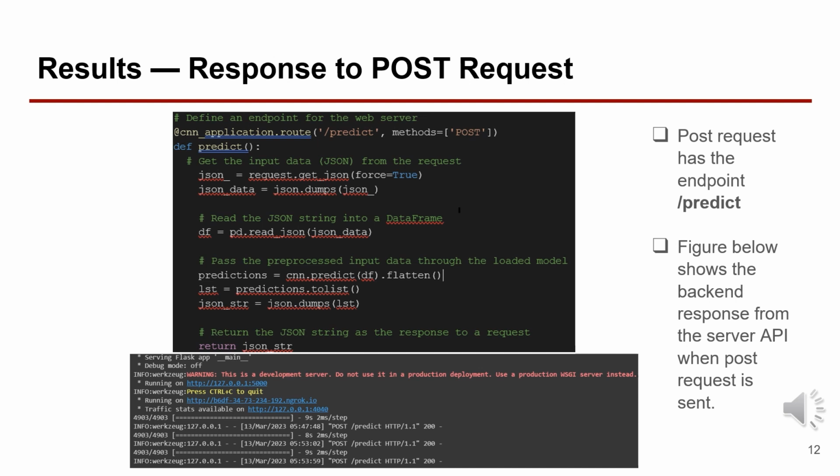The figure below shows the response that the server is making. It shows that the server is working. It is working on the ngrok IP that was provided by the secure channel. And in the last lines, you can see that when the predict function, which is the POST request, was sent, it returns a 200 response, which is the correct response. Now we will see what the output looks like from the server.